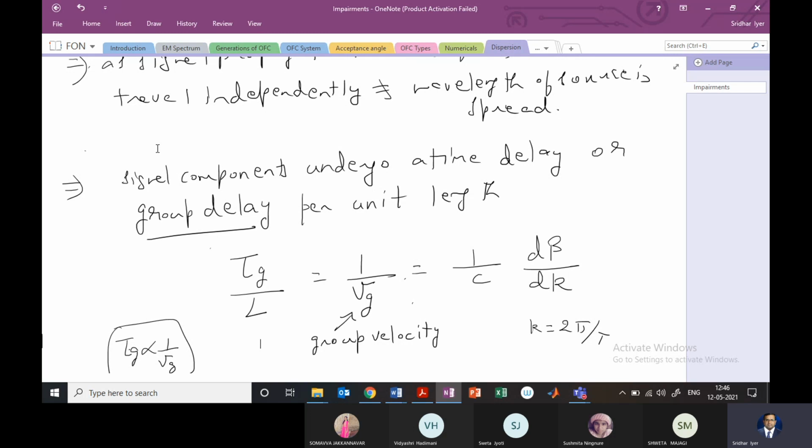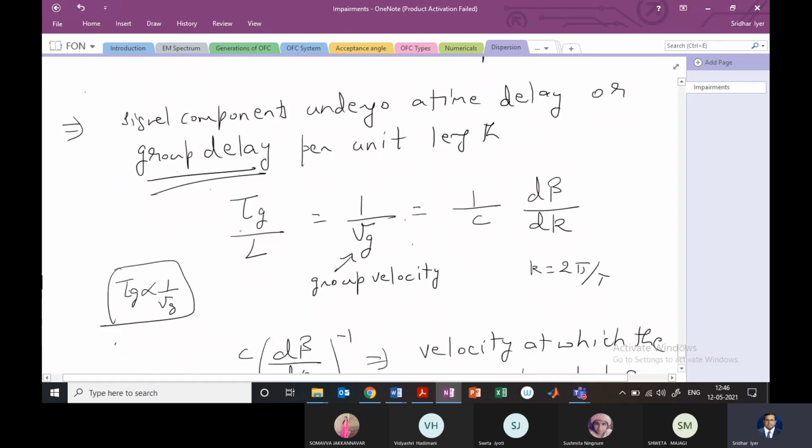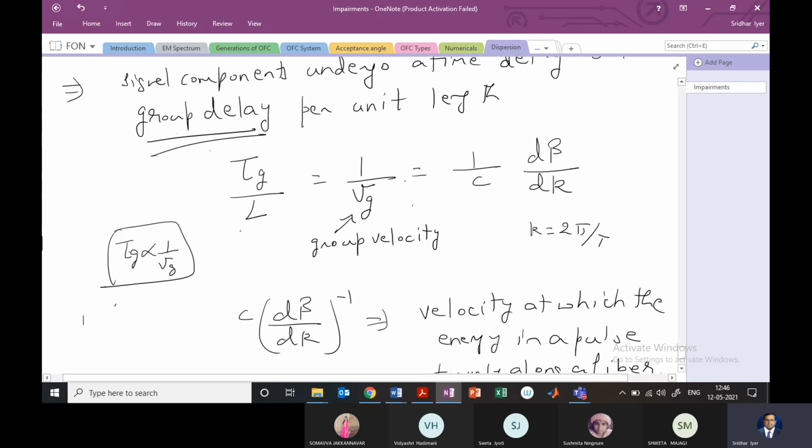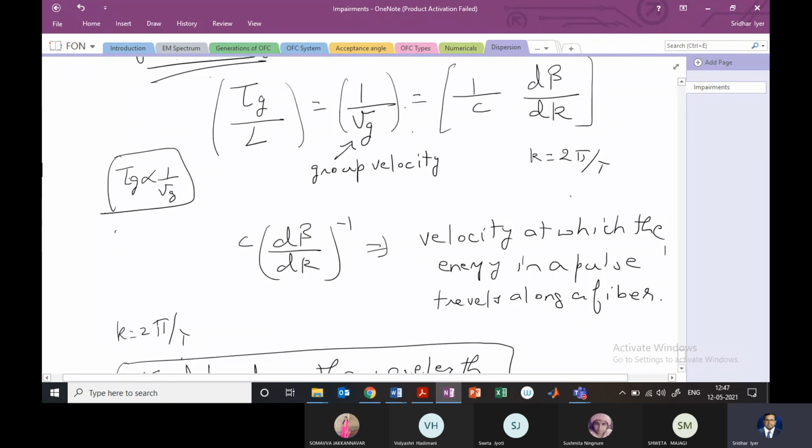This is known as the group delay, and we can find the group delay per unit length. That means how much delay in the group of signals occurs in 1 kilometer of fiber, for example, right? So that's why we have written tau g divided by L, and this is related to the group velocity as an inverse, and this is equal to 1 by c d beta by dk, where beta is the propagation constant and k is 2 pi by lambda, right? So that is also specified here.